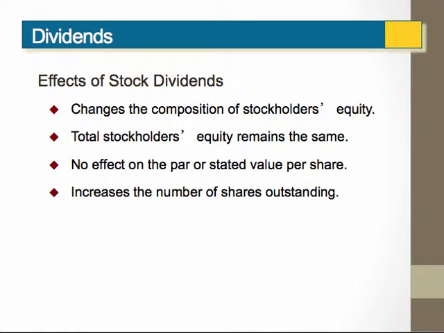So the effects of stock dividends: it changes the composition of stockholders' equity. The number of shares of stock outstanding will increase and retained earnings will be decreased. Total stockholders' equity will remain the same since all we are doing is moving monies out of retained earnings into common stock. There's no effect on the par value or the stated value of the stock. However, the number of shares outstanding will increase.